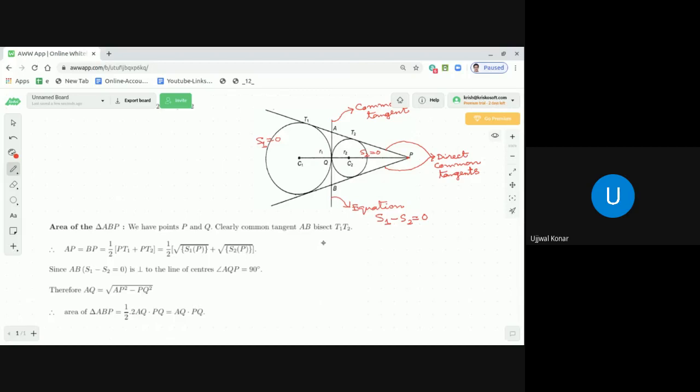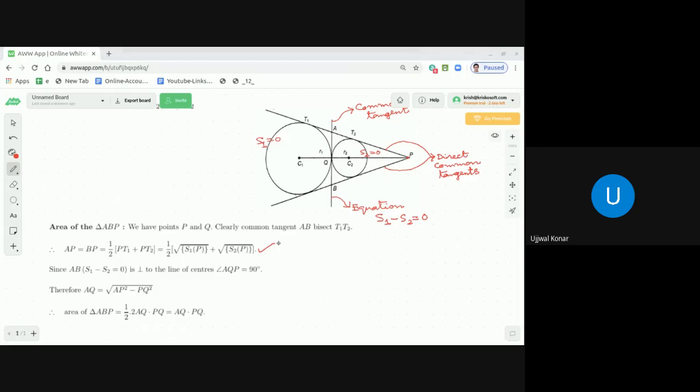So as this is the case, we can find AP. AP is equal to BP, and that is equal to half of PT1 plus PT2, correct? And PT1 is equal to the length of the tangent. In the equation of the circle, you just replace the value of P. The x coordinate of point P should be replaced in the expression S1, and similarly S2, so that we are able to find AP equal to BP.